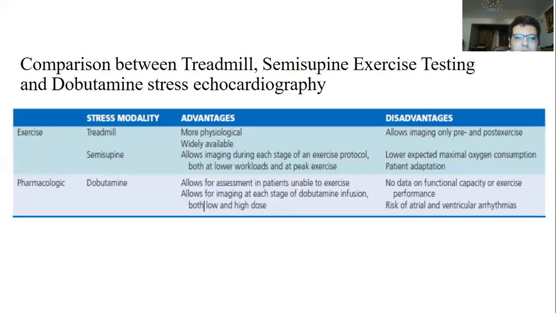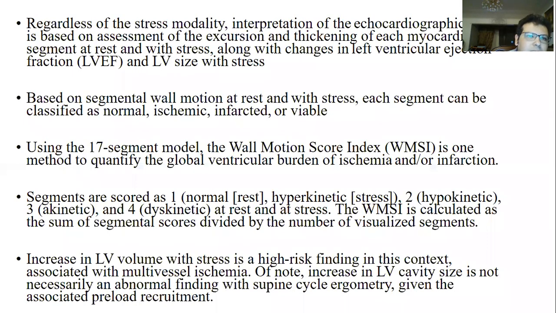One disadvantage for cycling stress echo is lower expected maximal oxygen consumption. The dobutamine echo allows for assessment in patients unable to exercise and allows for imaging at each stage of the dobutamine infusion, both low and high dose. However, there are no data on functional capacity or exercise performance, and there is a risk of atrial and ventricular arrhythmias.